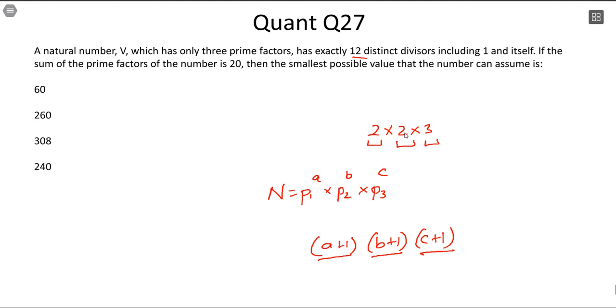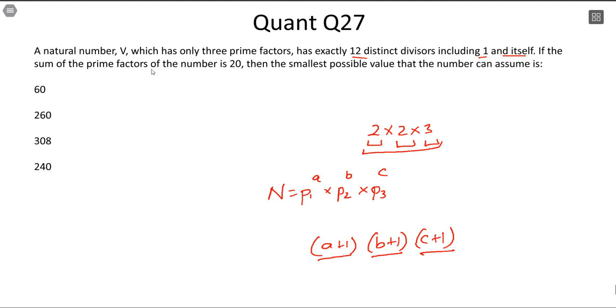It can only be 2, 2, 3, because A plus 1, B plus 1, C plus 1 have to be at least 2 in each case. They cannot be 1 into 1 into 12. That is impossible, because if it is 1 into 1 into 12, it means prime number 1 or prime number 2 or prime number 3 is not present in N at all. Okay, this we know. Distinct divisors including 1 and N itself, that is cool.